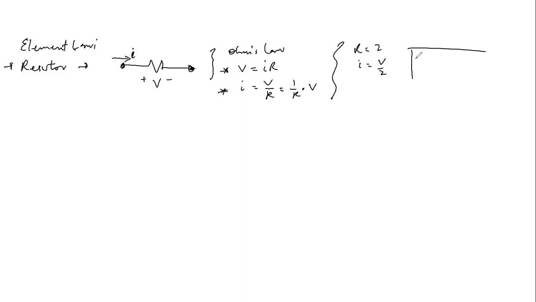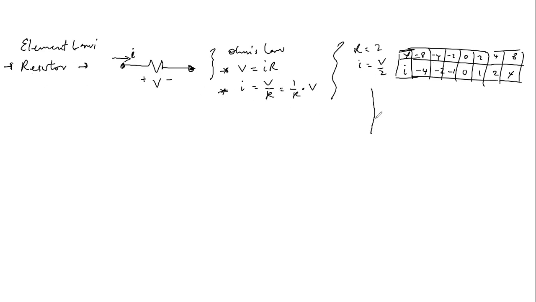So if we have a table, this is V, this is I. Let's say we have minus 8, minus 4, minus 2, 0, 2, 4, 8. So minus 8 divided by 2 is minus 4. This will give us minus 2, minus 1, 0, 1, 2, 4. I'm sure we can plot this now.